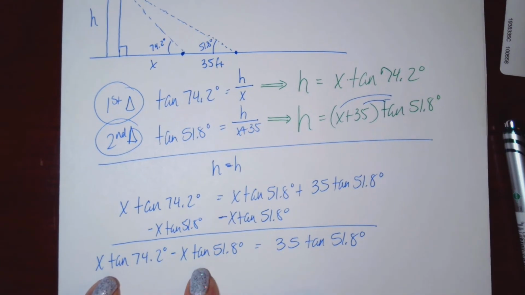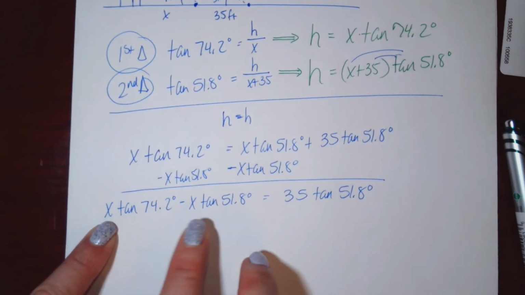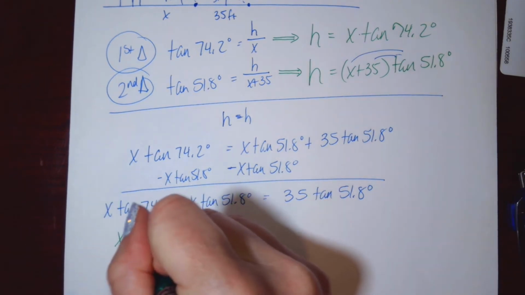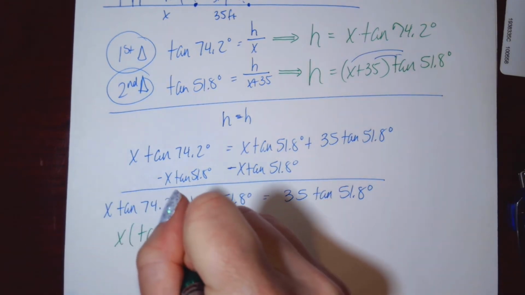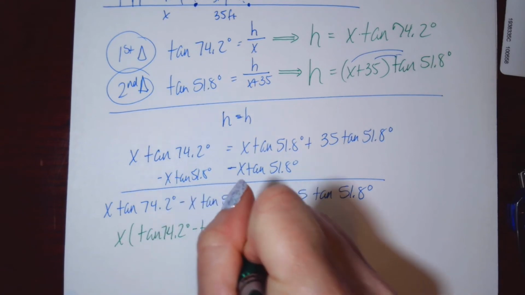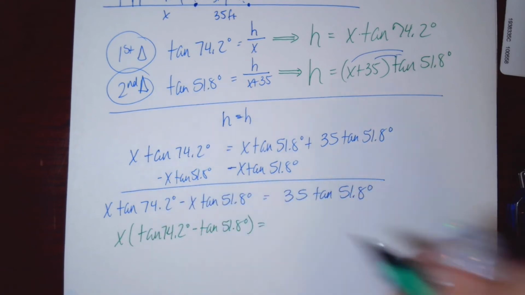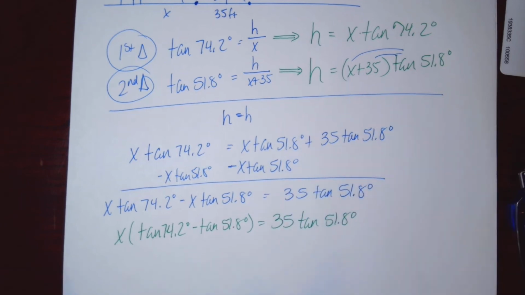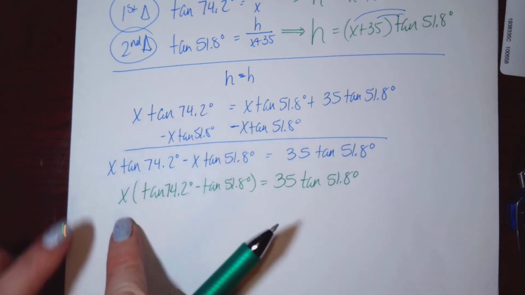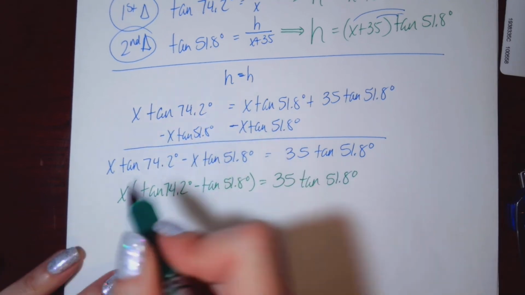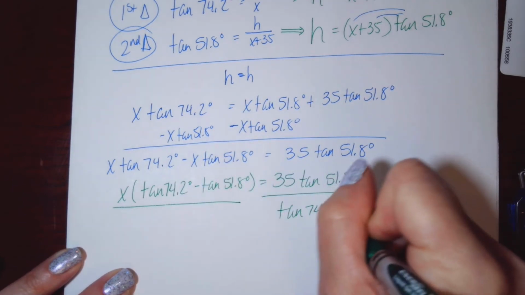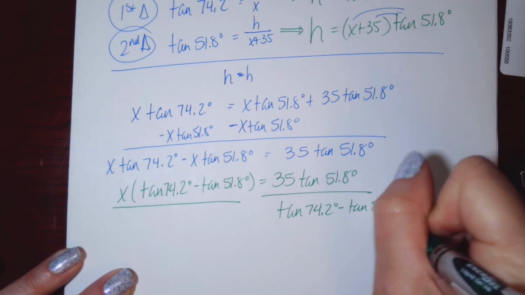Now, on the left side of my equation, I'm multiplying x by both of these tangent function values. That's a common factor that I can factor out. Just think college algebra where we were solving equations. It's just a little bit wordier than we're used to. Now, to solve for x, I just divide by this factor, which is the difference of the two tangent function values.